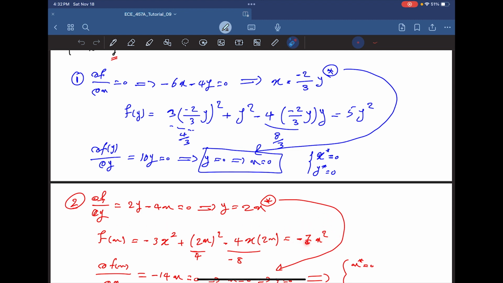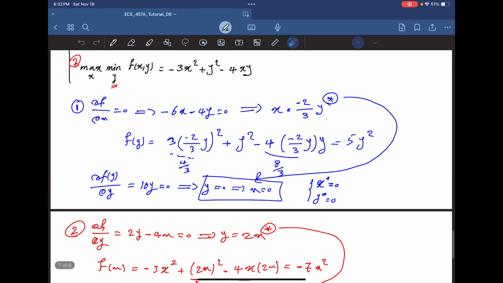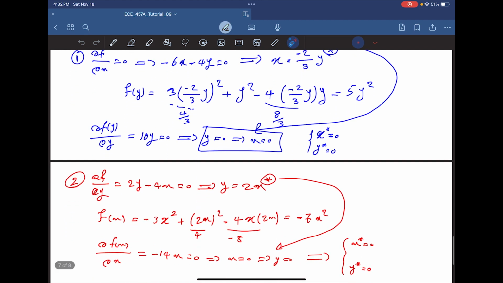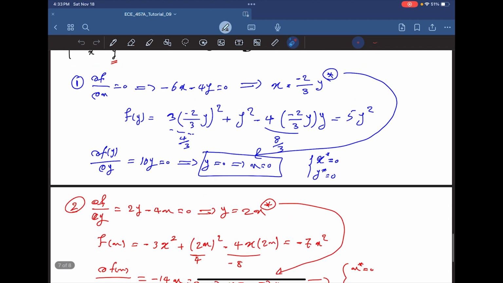And what is the derivative of this function with respect to x? This says now the maximum of this cost function with respect to x. So find the x that maximizes this cost function. Taking the derivative, there will be negative 14x equal to 0, so x is 0, and from here we can see that y is 0. So the optimal solution for this problem is 0 and 0, which is also equal to the solution for the first problem.